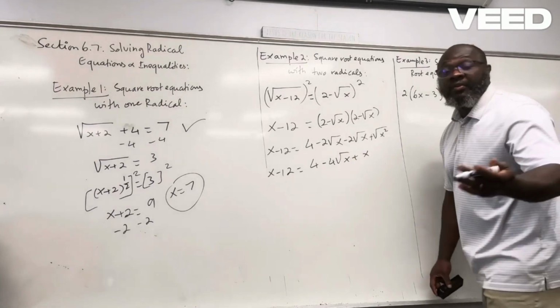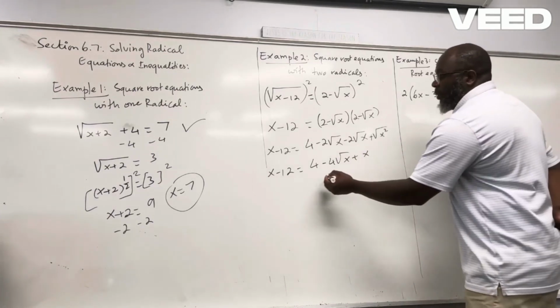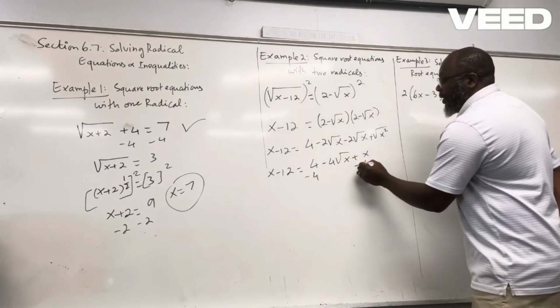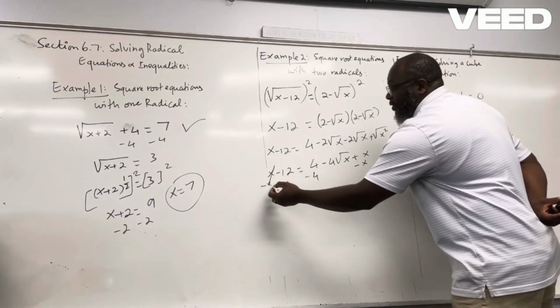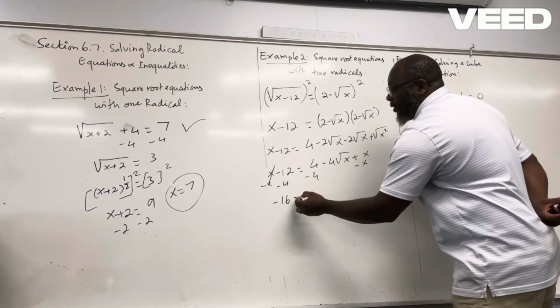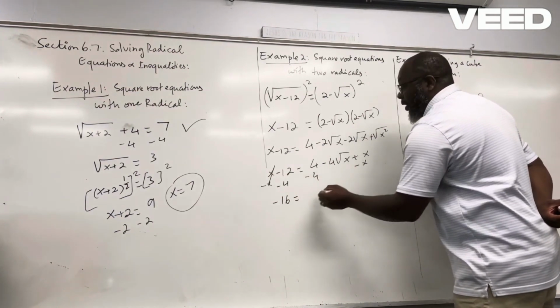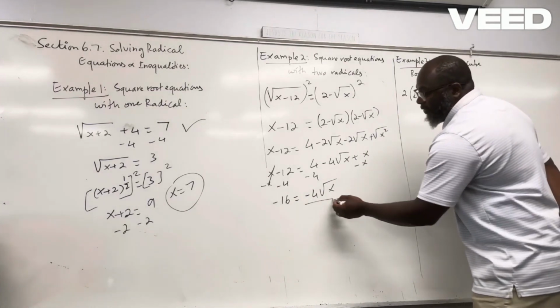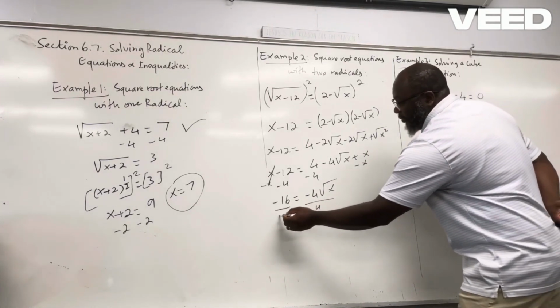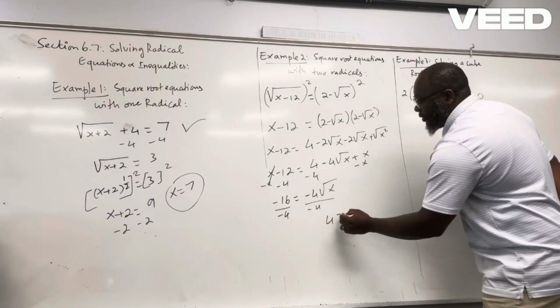It happens to the best of us, right? So I'm going to subtract the 4 here, subtract the x, subtract the 4. This cancels out, so we get negative 16 equals negative 4 root x, all right? So again, you can divide by negative 4 on both sides. You have multiple options here. So you get 4 equals root x.